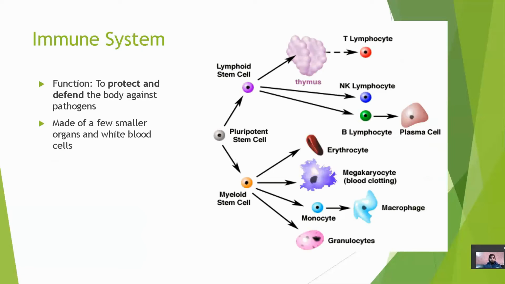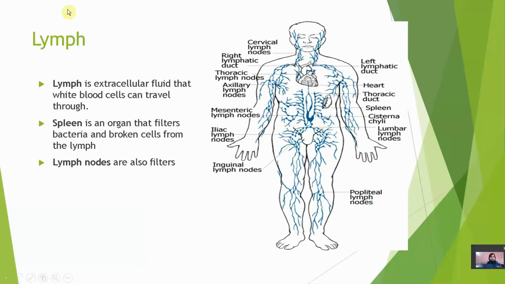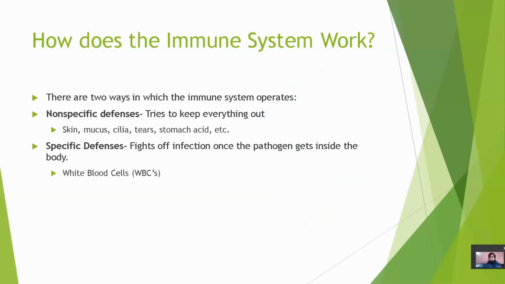Immune system. The function of the immune system is to protect and defend the body against pathogens. It is made up of a few smaller organs and white blood cells. White blood cells are also known as the soldiers of our body. What is lymph? Lymph is extracellular fluid that white blood cells can travel through. Spleen is an organ that filters bacteria and broken cells from the lymph. Lymph nodes are also filters.